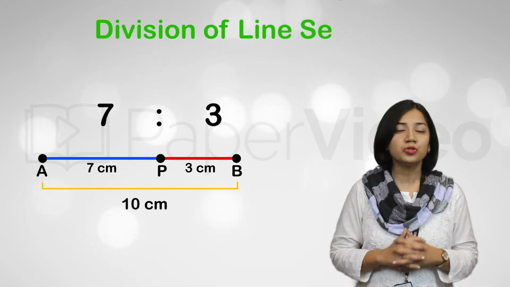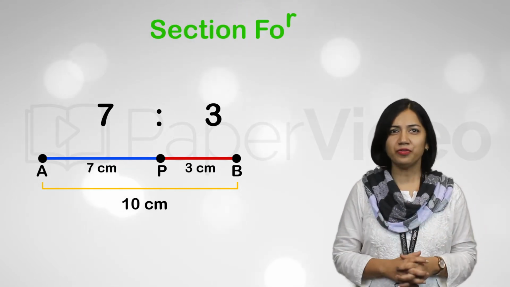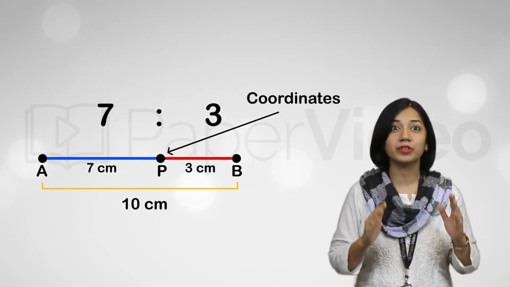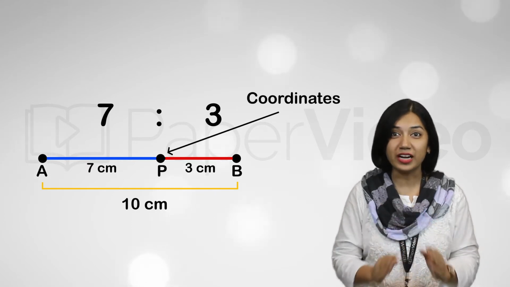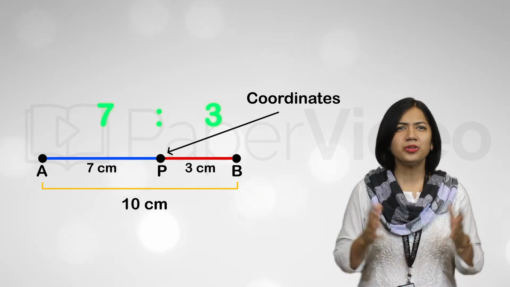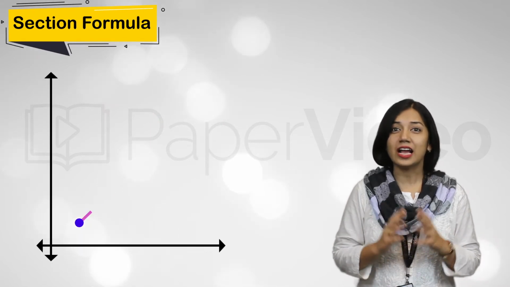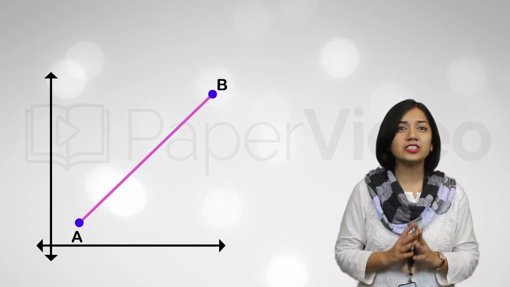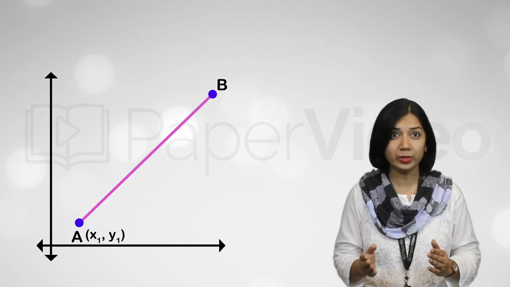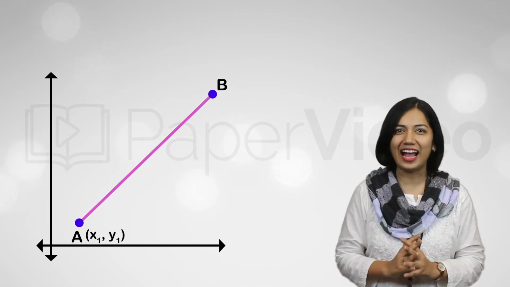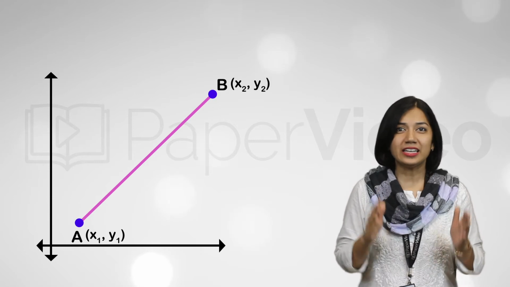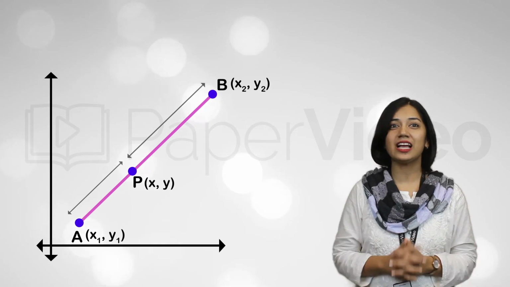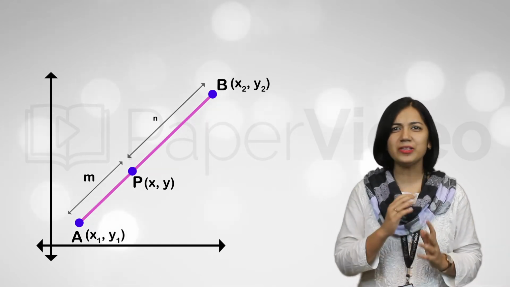Now let's come to the main question. What is a section formula? It is a formula which helps us to find the coordinates of the point on a line segment that divides the segment in a given ratio. To understand this formula, consider a line segment AB in a coordinate plane. Let us take the coordinates of point A as (x1, y1) and the coordinates of point B as (x2, y2). Consider a point P having coordinates (x, y) that divides the line segment AB in the ratio m:n.